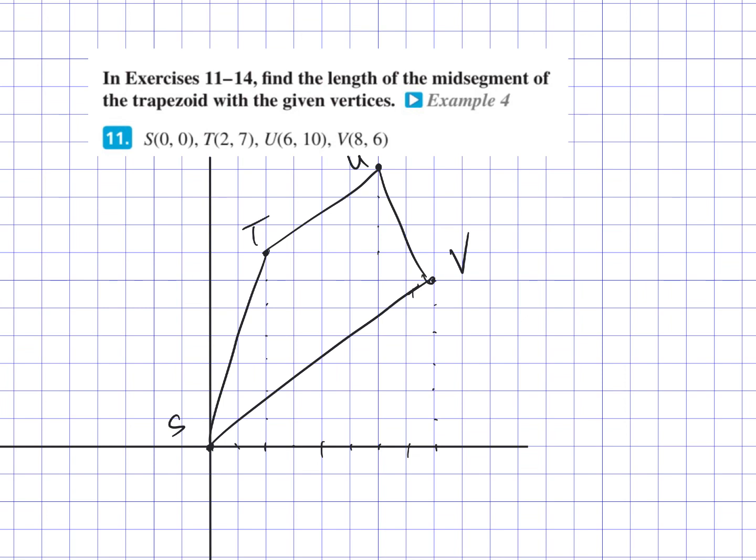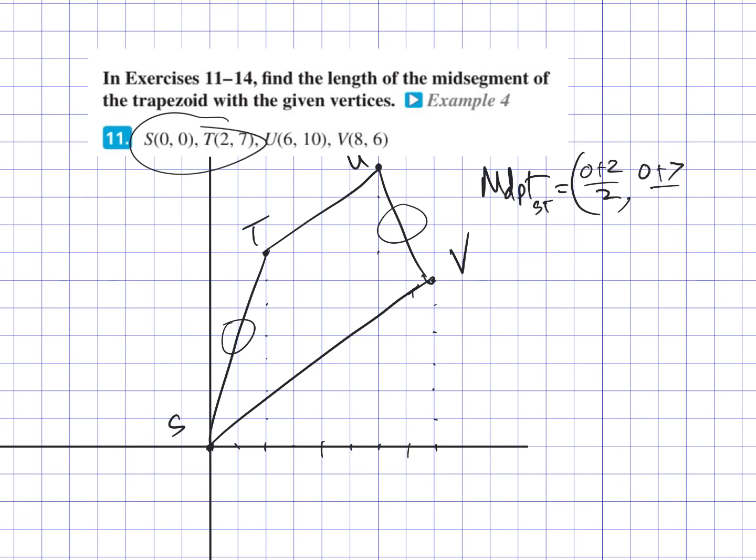How do we find the midsegment? Well, we need to know where the midpoints are so we can connect them. All right. So first, you got to find the midpoint of ST. So you take S and T and you add your X's. 0 plus 2 over 2. Add your Y's. 0 plus 7 over 2. So we get 2 over 2 is 1. 7 over 2 is 3.5. Okay, so at 1, 3.5. 1, 2, 3 and a half. That's where it's supposed to be right there.